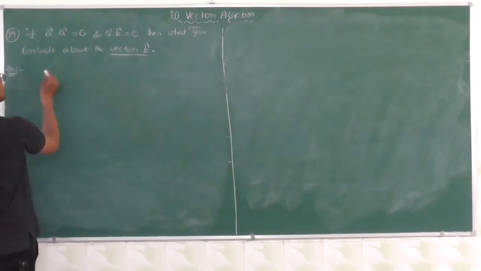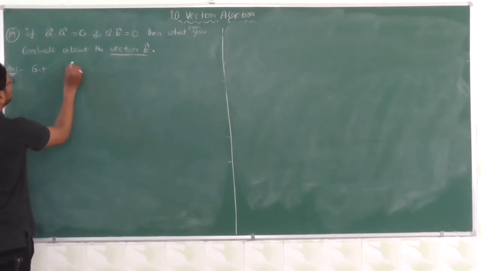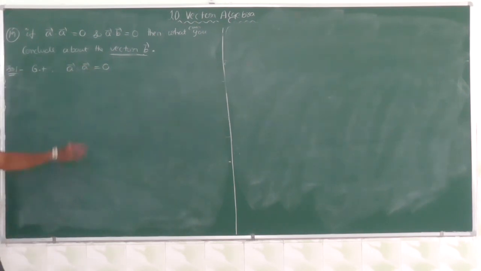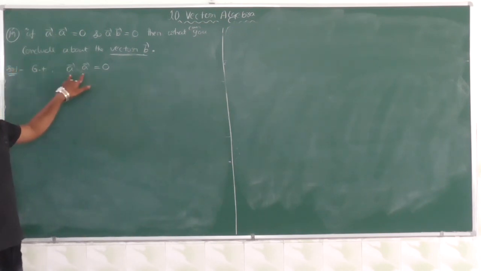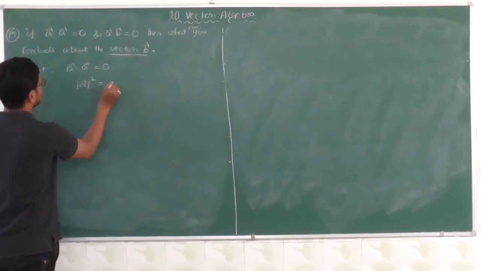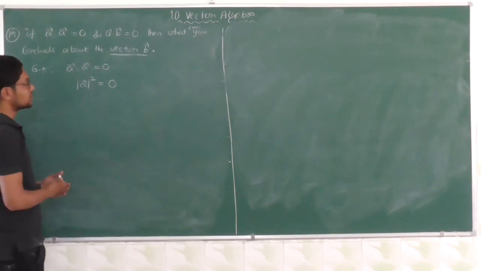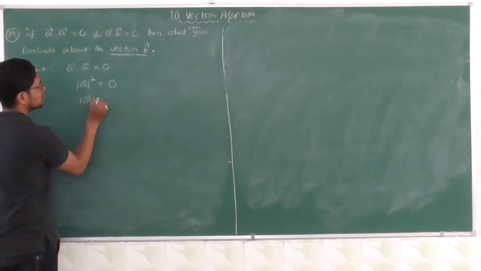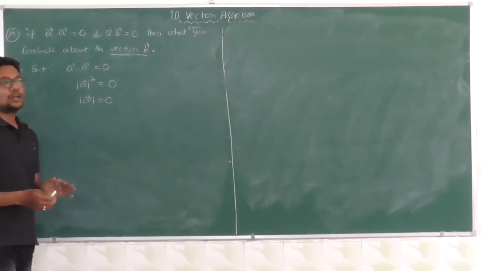Here A dot A equals 0. You just write down the given things. Given that A dot A equals 0. In the note points itself, I already told you, A dot A is what? Magnitude of A square. Magnitude of A square equals 0. Then magnitude A is what? 0. Magnitude A is 0.